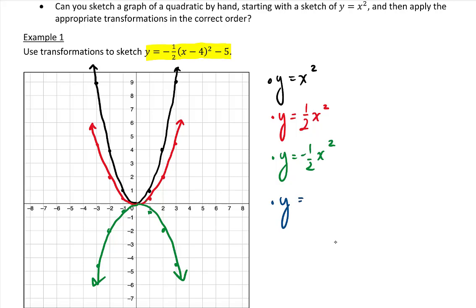So finally, we're going to apply any translations. So in this case, we have an h value of 4 and a k value of negative 5. So this means we're going to move 4 units to the right and 5 units down. So take every point on the green graph and move them 4 right and 5 down.